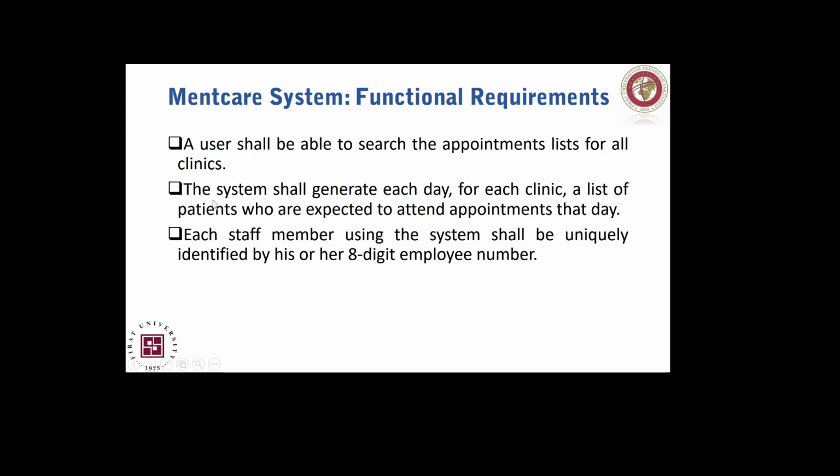This kind of requirement can be just explained by the user in a basic sense. We may also have another requirement. The system shall generate each day for each clinic a list of patients who are expected to attend appointments that day. This is usually also a user requirement because we didn't give details about the system. It's also a functional requirement. Each staff member using the system shall be uniquely identified by his or her 8-digit employee number. So this is an identification process.